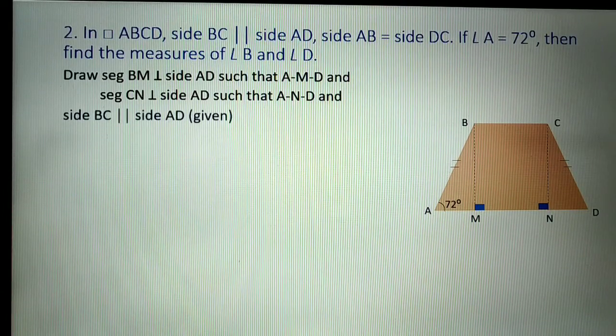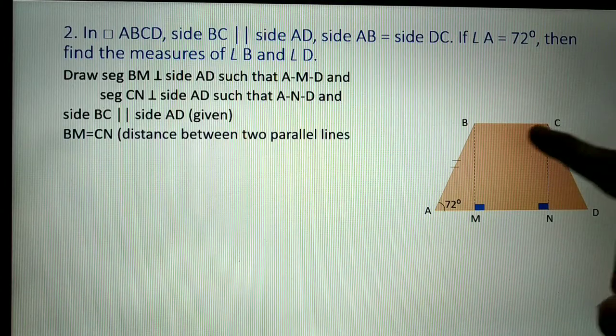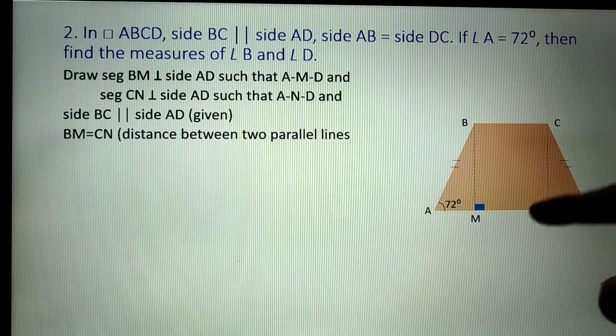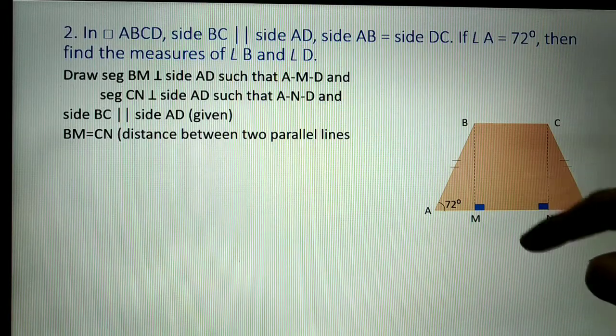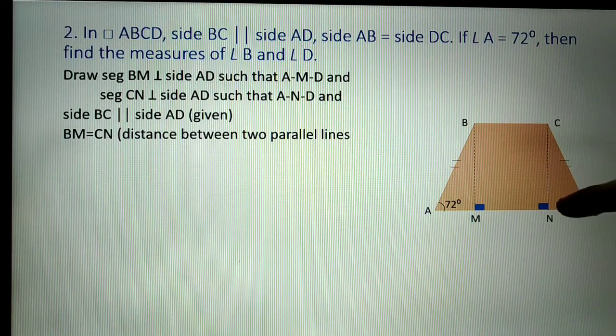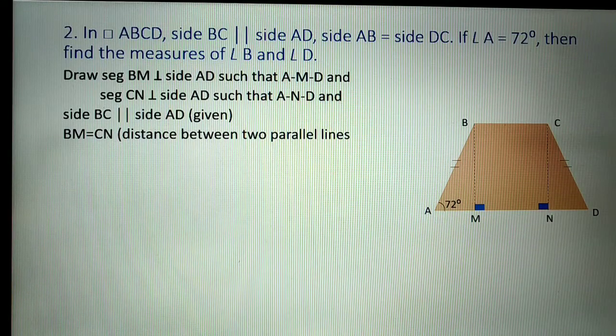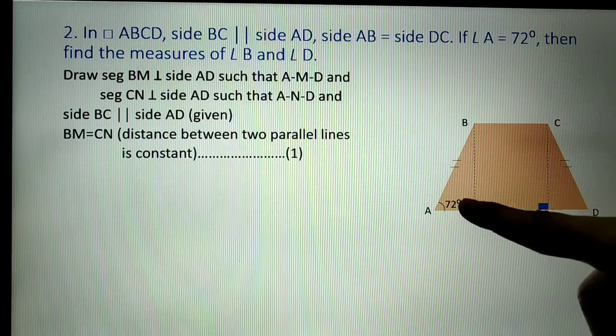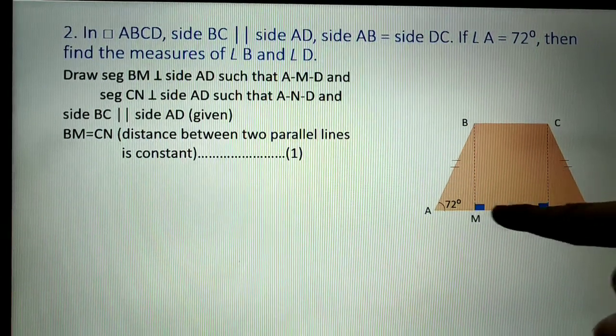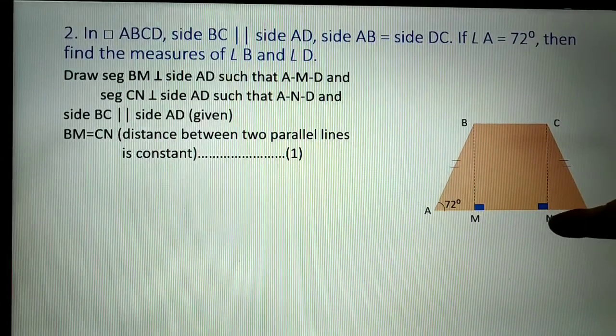Then BC is parallel to AD, this is given, and therefore BM is equal to CN. Now why is BM equal to CN, children? Because this is the distance between two parallel lines. So we say that the distance between two parallel lines is constant, and we number it as 1. So BM is equal to CN.